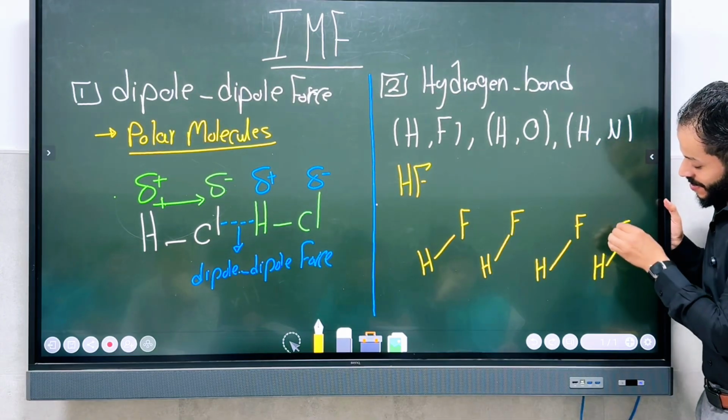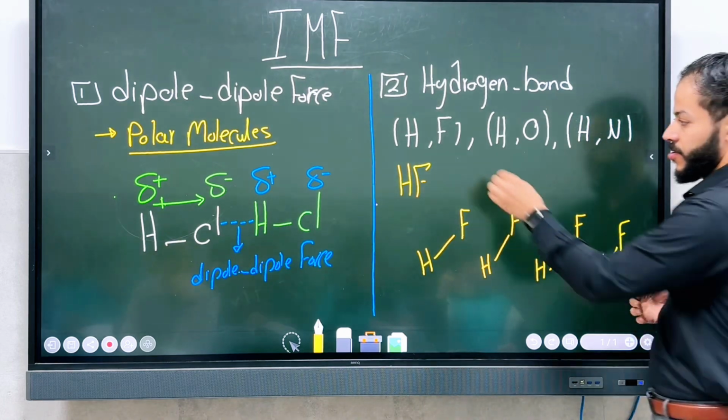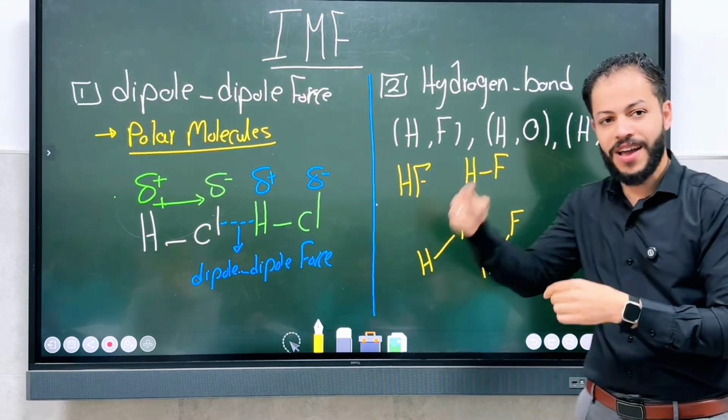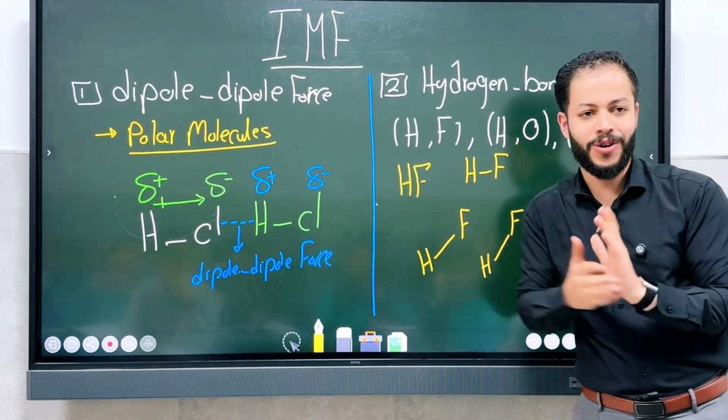Right. It doesn't matter, guys. I could draw the molecules like this, okay? Or I just draw it like this, because it's in continuous rapid motion, right? Because this is a molecule, it's three-dimensional, moving in all directions.